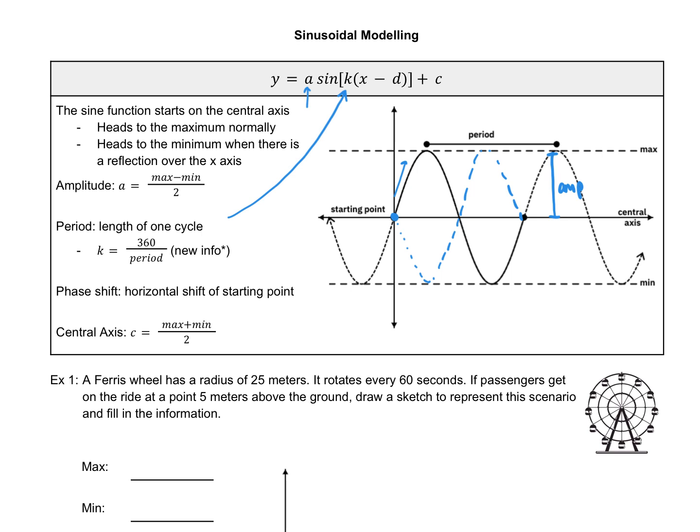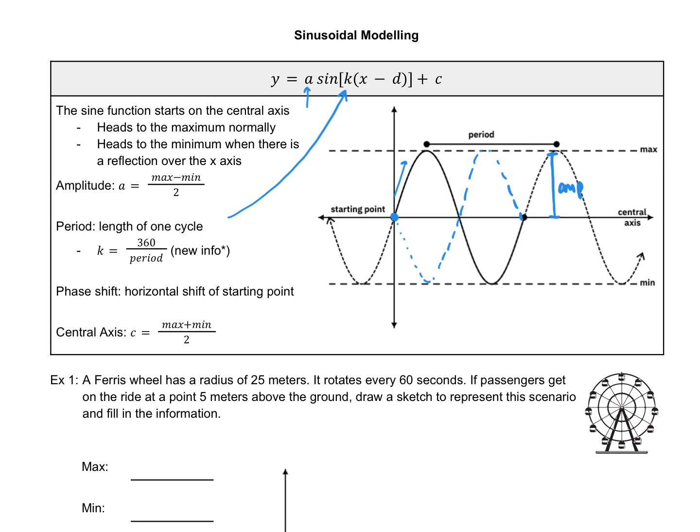It's not a focus to this course. For now, all I'm going to say is to calculate this K value, you take 360 degrees and divide it by the period. And that value is what we would put inside this big bracket where the angle normally goes. Next, we know the phase shift is the x minus d part, and it would represent where the start of your function is, so that midline point.